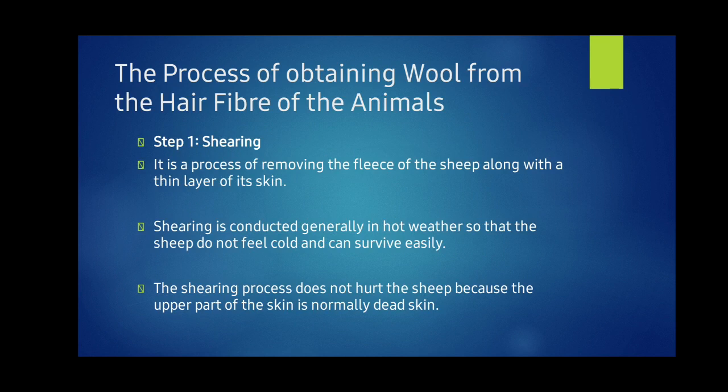First, shearing. It is a process of removing the fleece of the sheep along with a thin layer of its skin. Shearing is conducted generally in hot weather so that the sheep do not feel cold and can survive easily. The word shearing is quite similar to shaving. Your father may often do it, like a haircut. It's similar to a haircut for sheep. They remove the hair from its body, generally in the summer season.